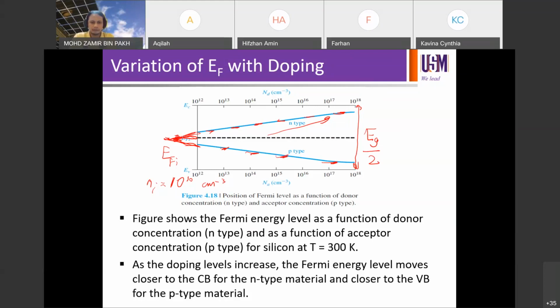So as doping levels increase, the Fermi level moves closer to CB for n-type and closer to VB for the p-type. Okay, quite straightforward. So what happens at this point, for example, say at this point on the far right, so that's like 10 to the 18. If you go beyond that, if you keep increasing the doping level, what's going to happen to the EF at this point? So you are now at 10 to the 18 here. Then you keep increasing the doping level. What happens to the EF?